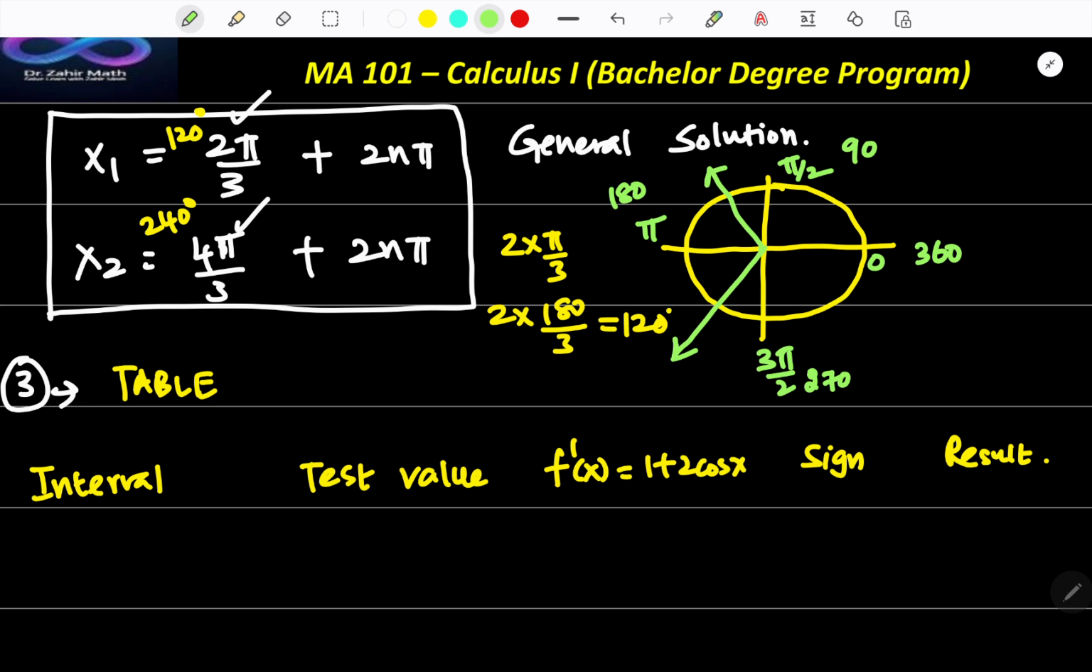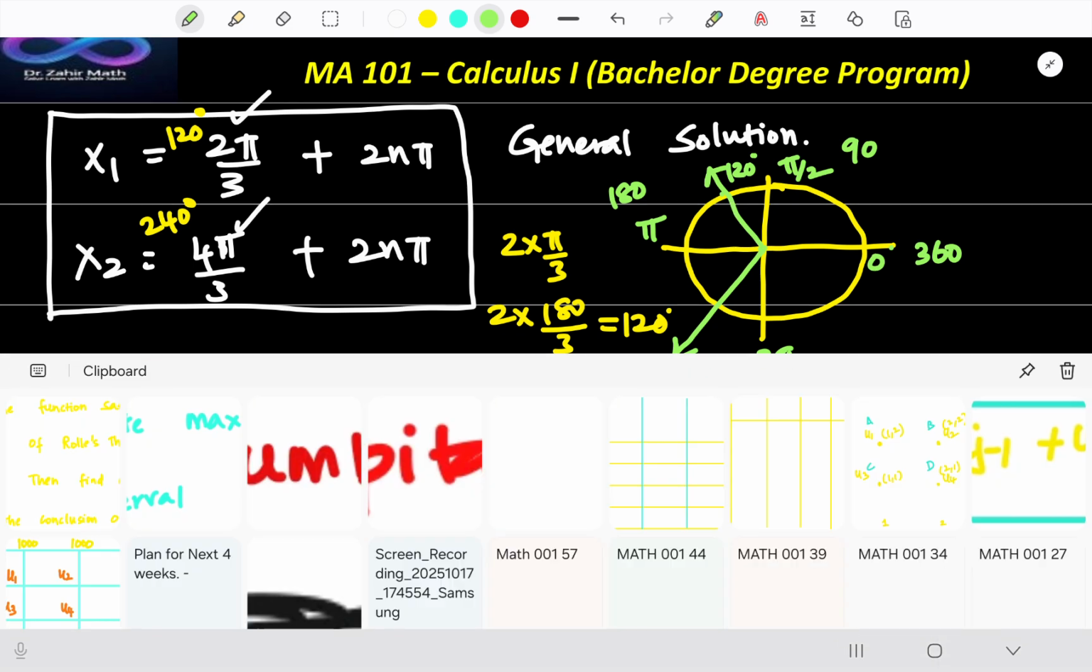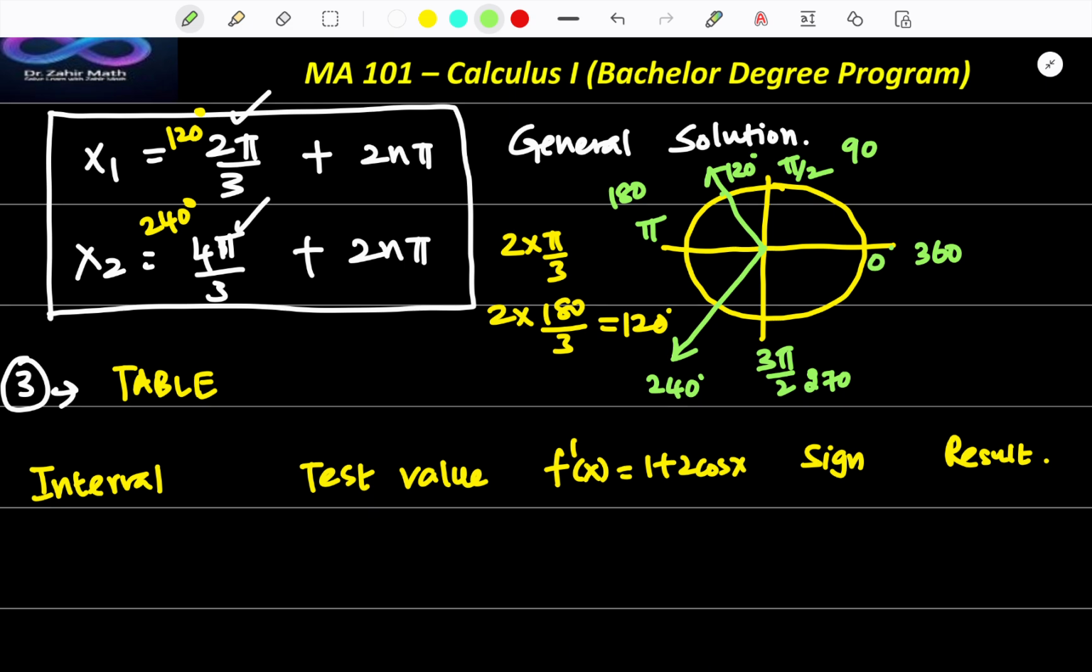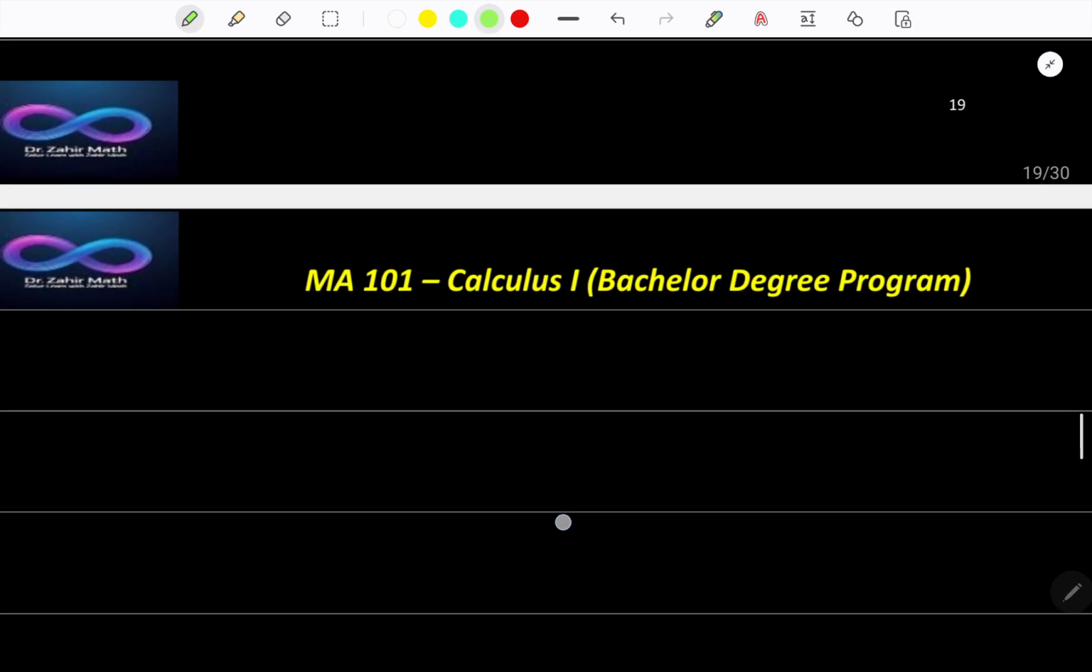Now look at everybody. So now these are the two values. From 0 to 120, this is 120 and this is 240. So 0 to 120, 120 to 240, 240 to 360. 360 is nothing but your 2 pi. Again, I'll tell you, if you want, I can draw this.